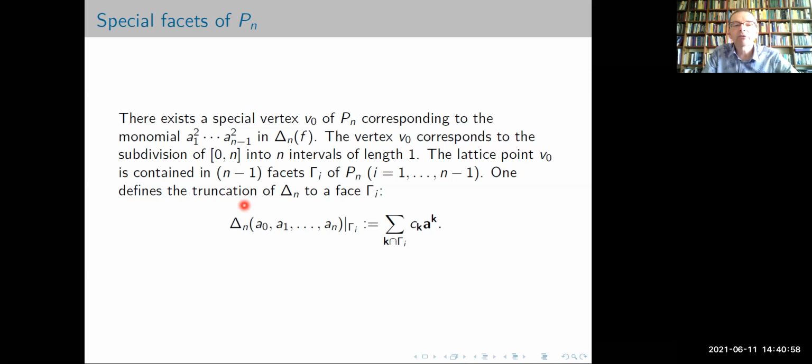Now, I would like to define the truncation of the discriminant to such a face. What does truncation mean? We consider not all monomials that appear in the general expression, but only those that belong to this facet gamma I, where I runs from one to n minus one. There are exactly so many facets. Then we get a polynomial containing fewer monomials, only those that belong to this facet gamma I. We call this the truncation to this facet.